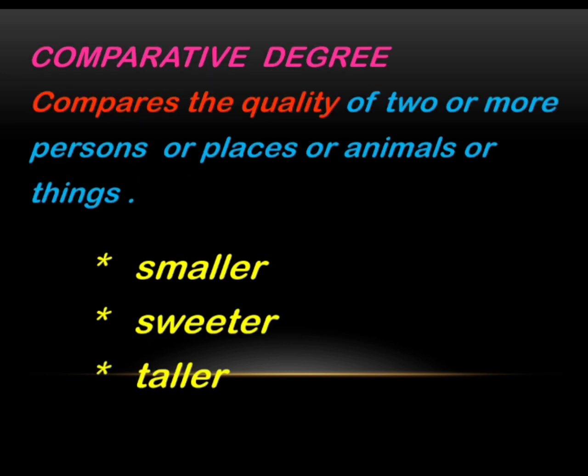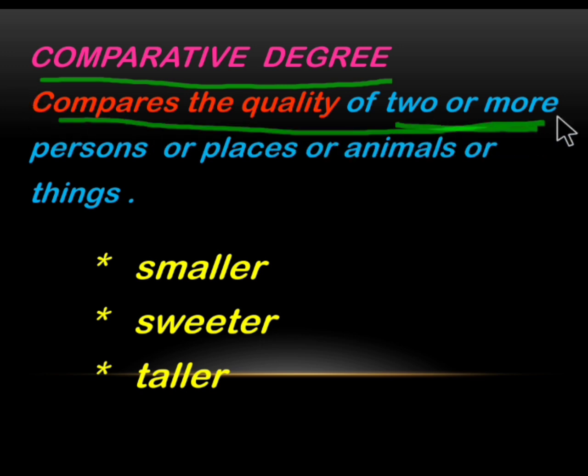Now let's see the comparative degree. Comparative degree compares the quality of two or more persons or places or animals or things. So how does it compare? We use this ER to compare one thing to the other. Small becomes smaller, sweet becomes sweeter, tall becomes taller.